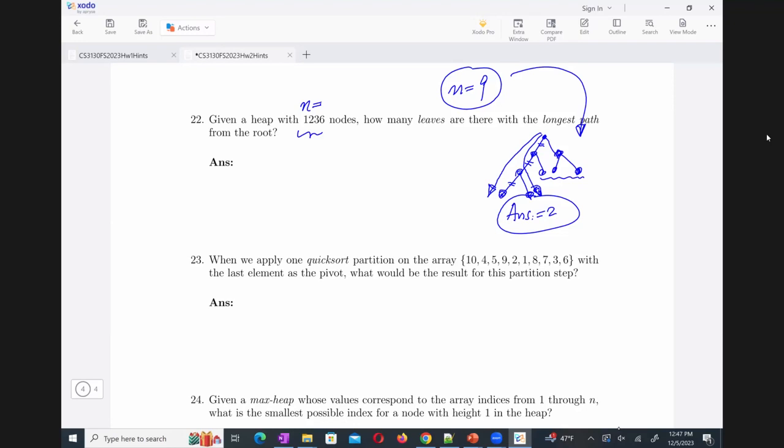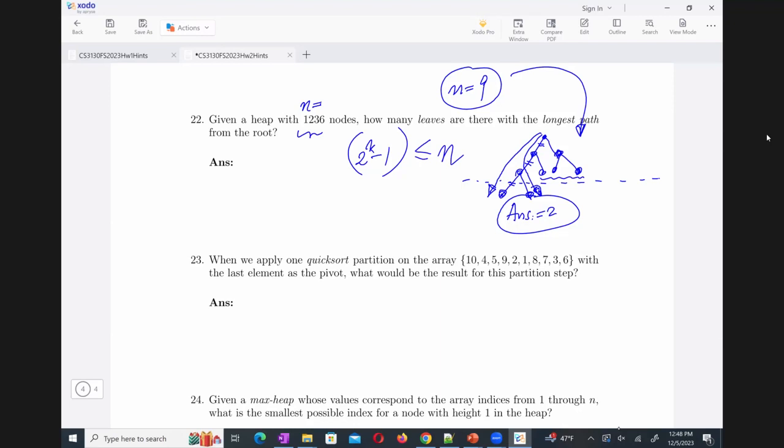If we ignore the lowest level and look at all the nodes above it, the total number should be a power of 2 minus 1, right? Power of 2 to the k minus 1. So that's the number of nodes above the lowest level. But that number should be less than or equal to n, right?